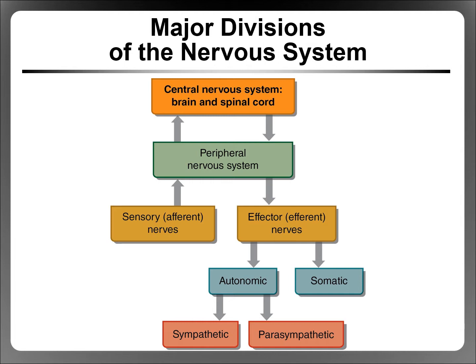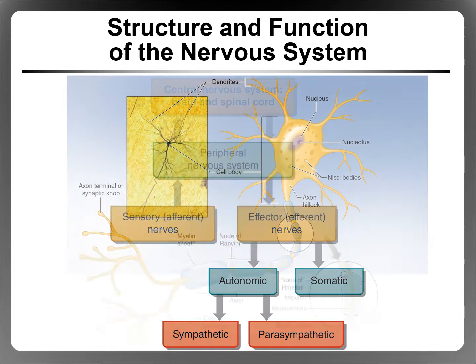Our two main divisions are the central nervous system, which is made up of the brain and the spinal cord, and our peripheral nervous system, which is pretty much every other nerve outside of these two areas. Our peripheral nervous system is then further divided into our sensory or afferent nervous system, and our effector or efferent nervous system. Again, our efferent nervous system is then further divided into the autonomic and somatic sections, and then the autonomic nervous system is divided into the sympathetic and parasympathetic divisions. This will become more important later in our discussion.